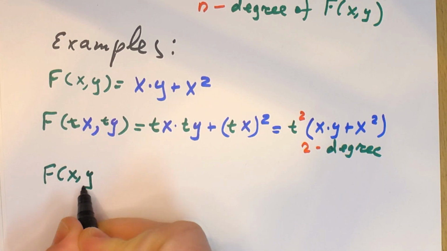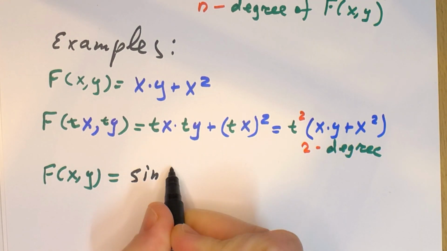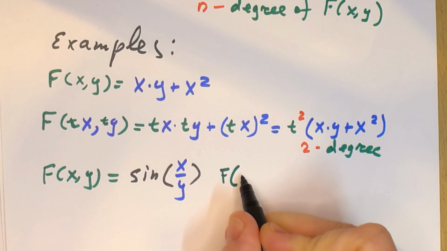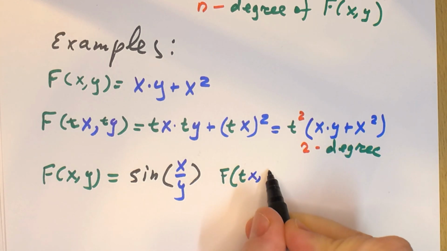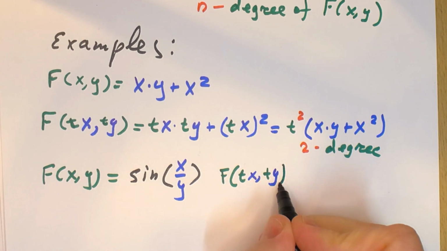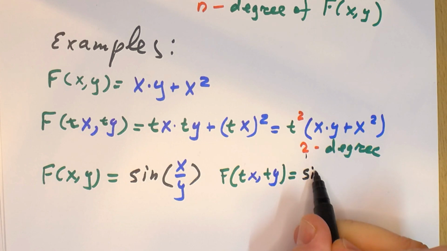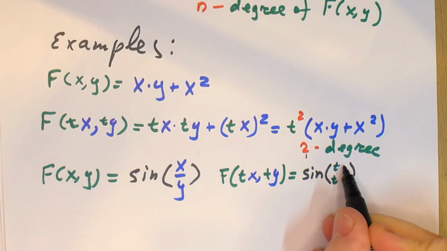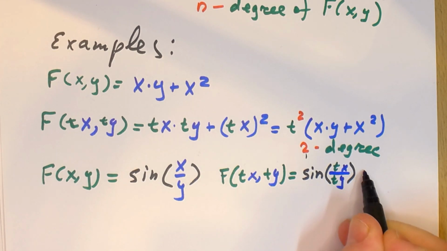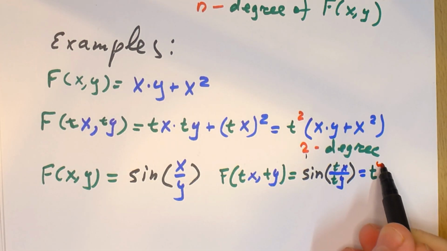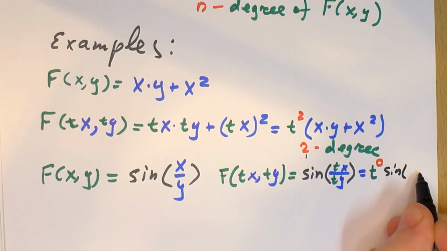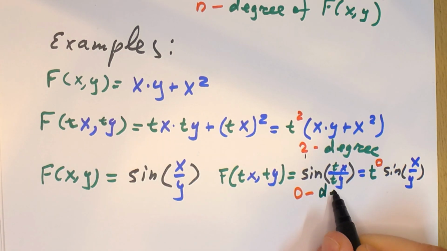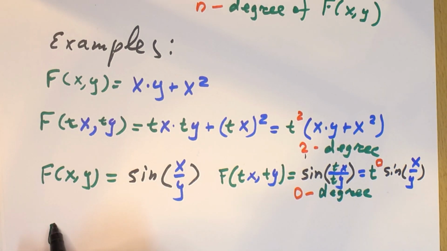Next function. For example, f(x, y) is equal to sine of x divided by y. Then f(tx, ty) is equal to sine of tx divided by ty. And we can write it as t to the power 0 multiplied by sine of x divided by y. And in this case we can say that the degree of this function is 0.